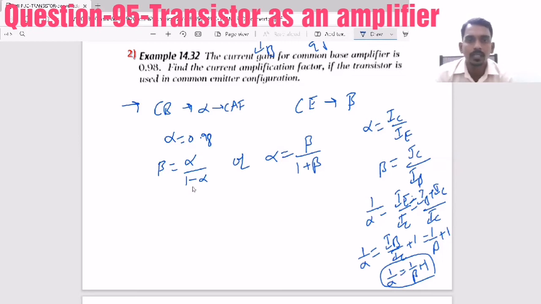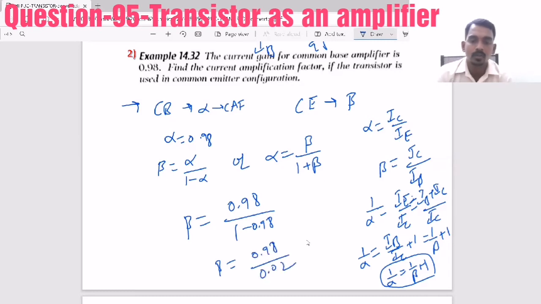Find the current amplification factor if the transistor is used in common emitter. Common emitter means beta they are asking. So beta will become 0.98 by 1 minus 0.98. So beta will become 0.98 by 0.02. So that it will become how much? 49. So that way they can ask the questions.